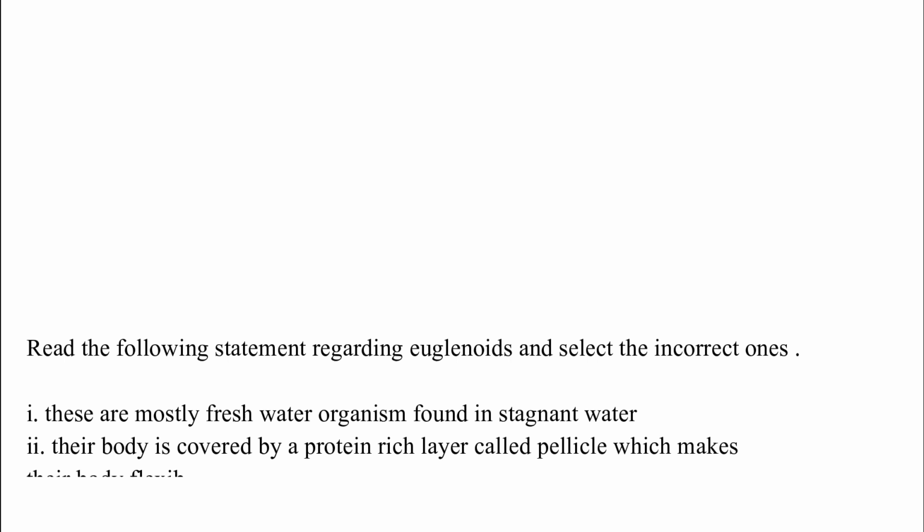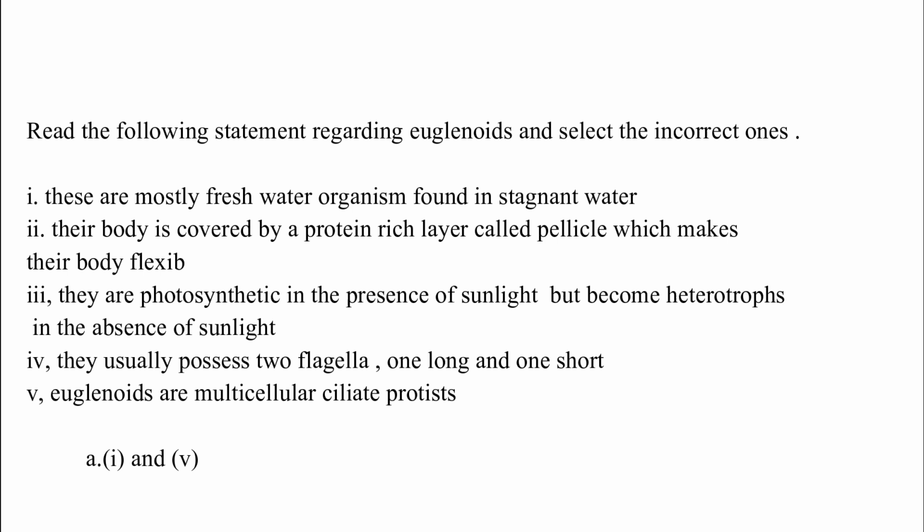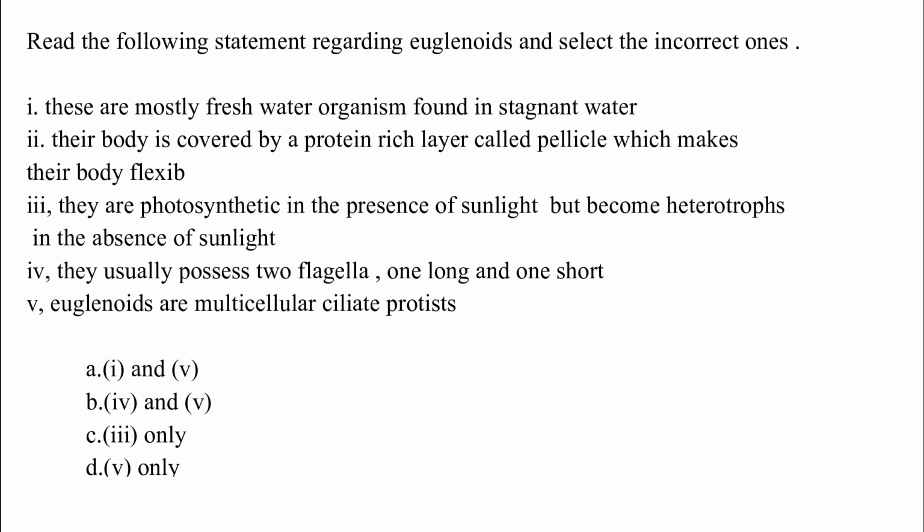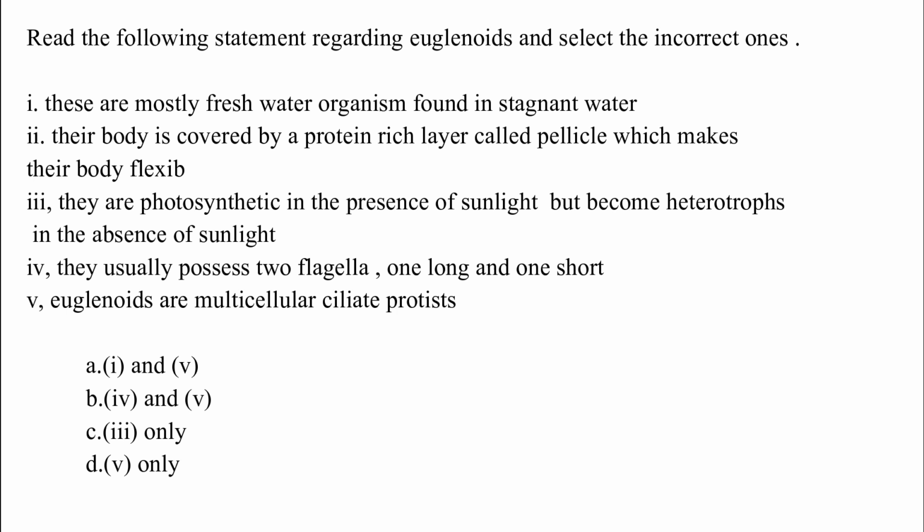Read the following statements regarding euglenoids and select the incorrect one. One, these are mostly freshwater organisms found in stagnant water. Two, their body is covered by a protein-rich layer called pellicle, which makes their body flexible. Three, they are photosynthetic in the presence of sunlight but become heterotrophs in the absence of sunlight. Four, they usually possess two flagella, one long and one short. Five, euglenoids are multicellular ciliate protists. Option A, one and five. Option B, four and five. Option C, three only. Option D, five only. The correct answer is option D, five only. Only the statement that euglenoids are multicellular ciliate protists is incorrect.